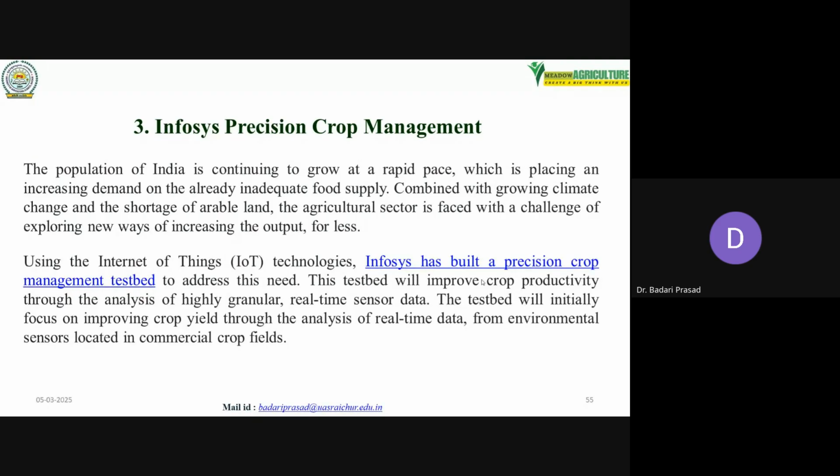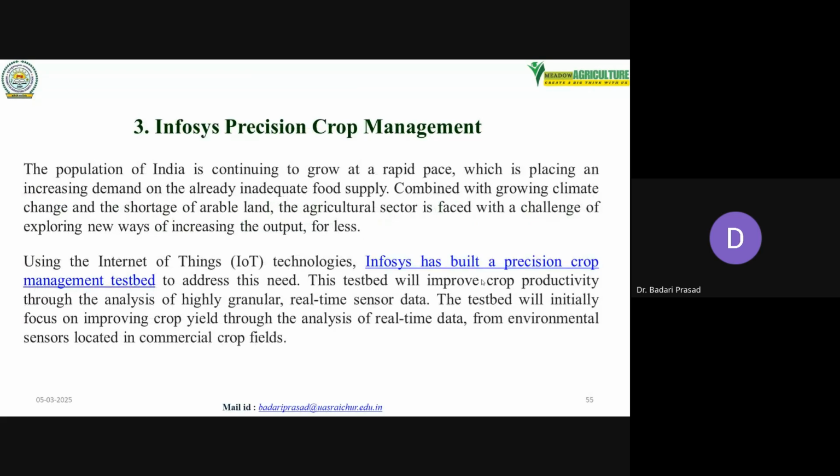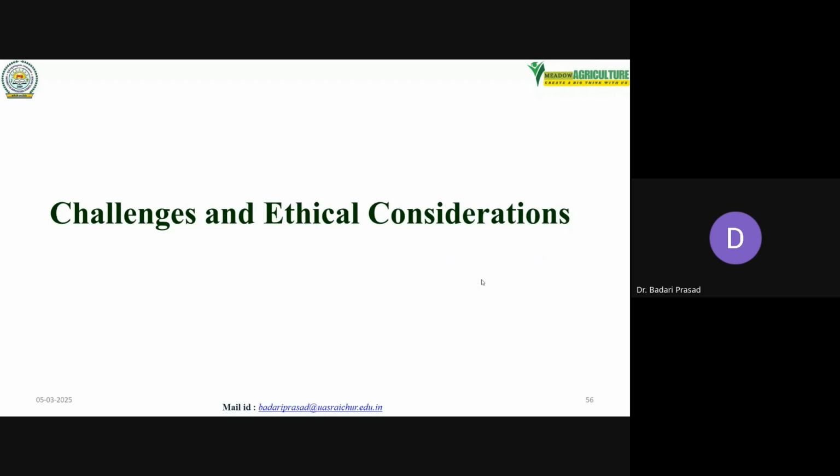The test bed will initially focus on improving crop yield through the analysis of real-time data from environmental sensors located in commercial crop fields. So these three apps have been developed in relation to public-private partnership mode and are being deployed in various sectors. So studies are still underway. Probably in the days to come, we can expect these things.